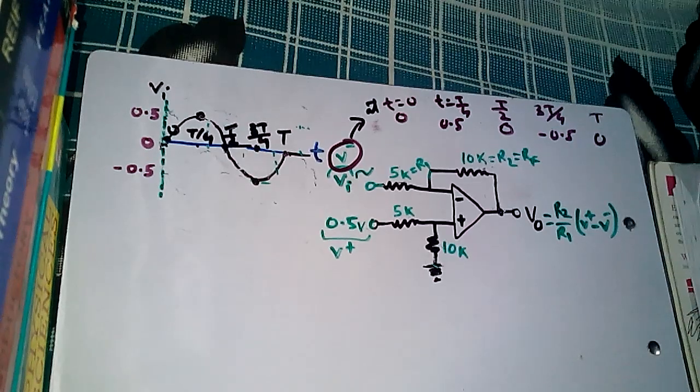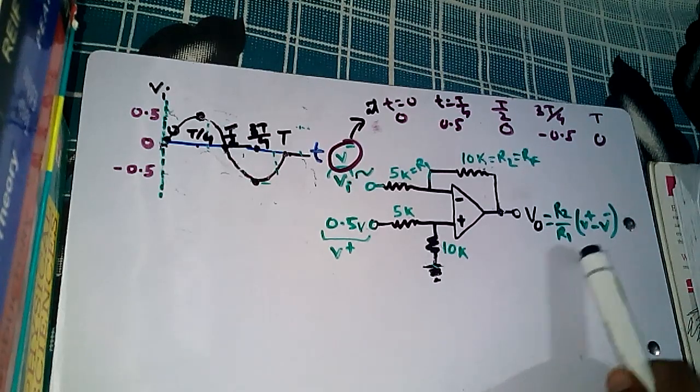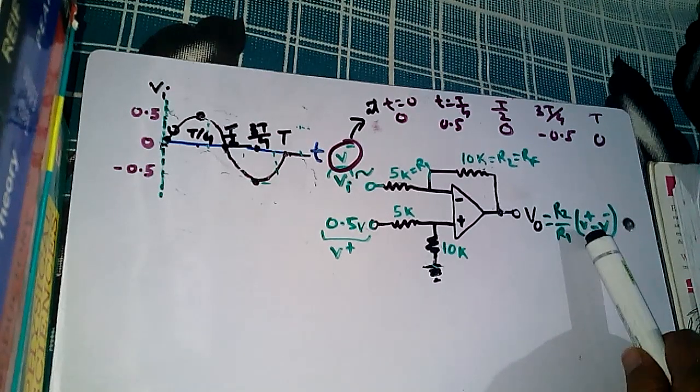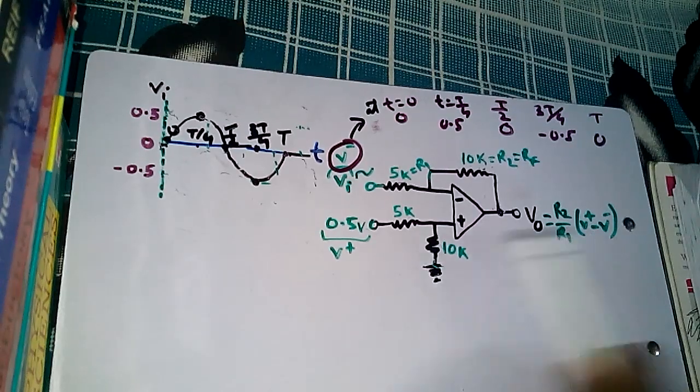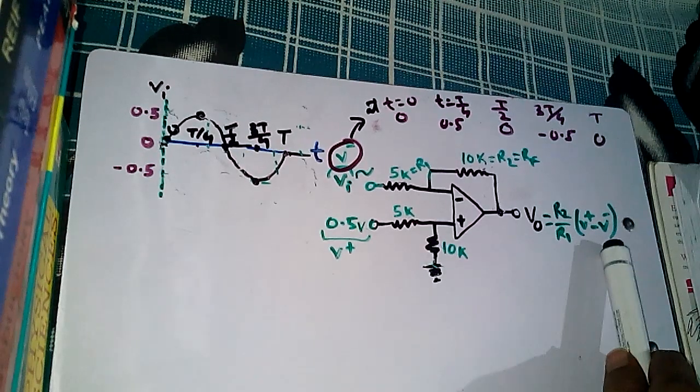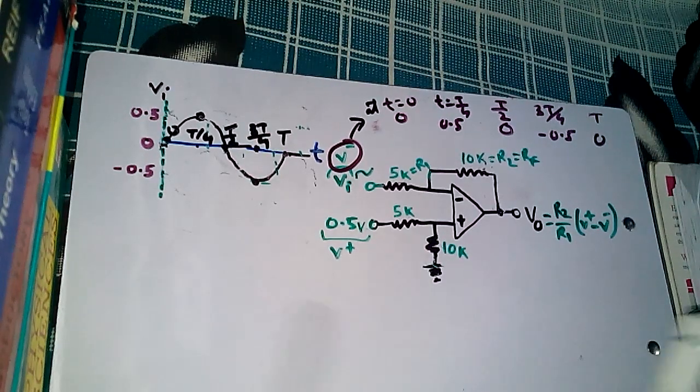So let us find the output. There is a problem in finding the output: when I use this formula where V plus and V minus are there, V plus is always constant but V minus is changing. That means I have to find the output at different times, at different instances.